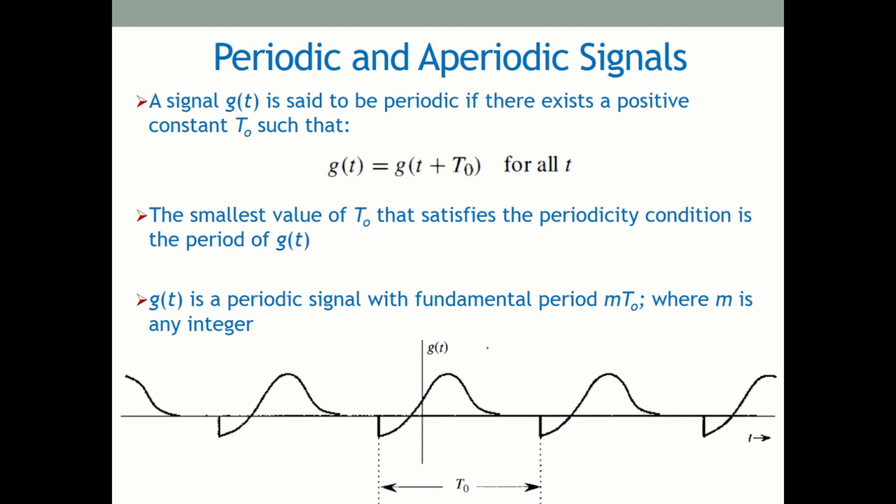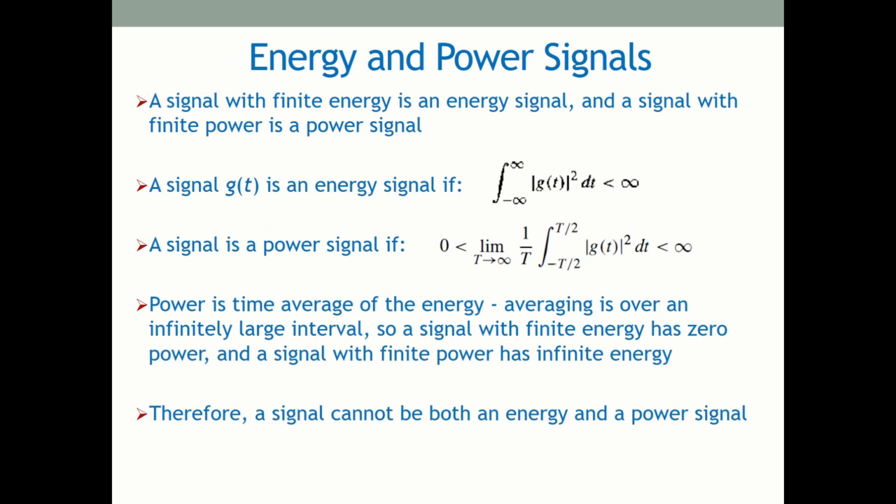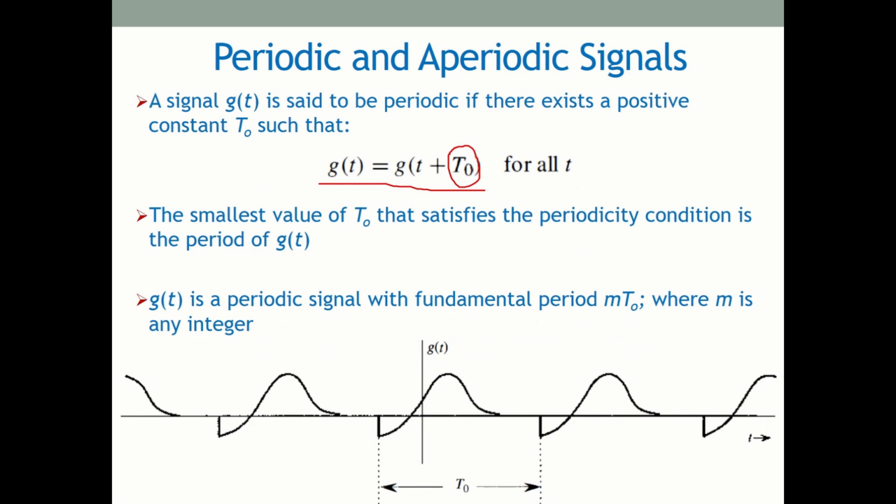So for a periodic signal, this equation is valid. If a signal satisfies this equation, then that signal is called periodic. T naught is a time after which the signal amplitude repeats itself, and an aperiodic signal is one that does not repeat after any time T. So this is the classification based on periodicity.